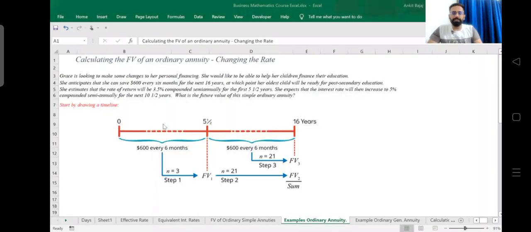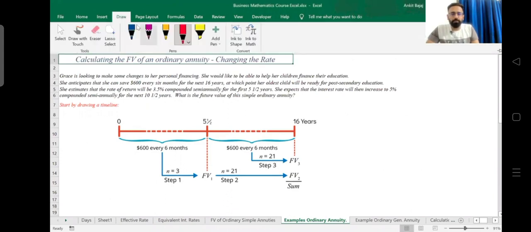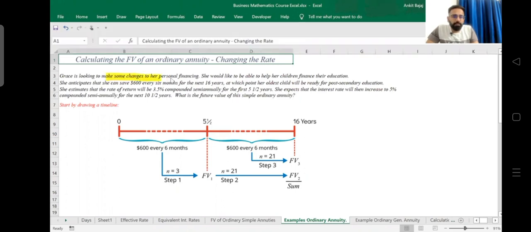So today we will be discussing cases on future value of annuities. You will get conceptual clarity after these examples. This example is quite a big example, and you will be able to learn more about future values. So Grace is looking to make some changes to her personal finance.